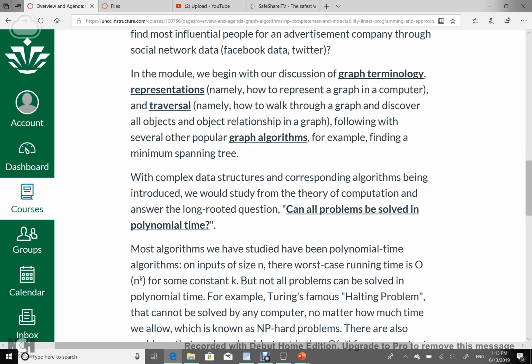In this module, we begin with our discussion of graph terminology and representations. Both topics will be put in another video, not a single video. Then we will talk about graph traversal, corresponding to how to walk through a graph and discover all objects and object relationships in a graph, followed by several other popular graph algorithms, for example, finding a minimum spanning tree.